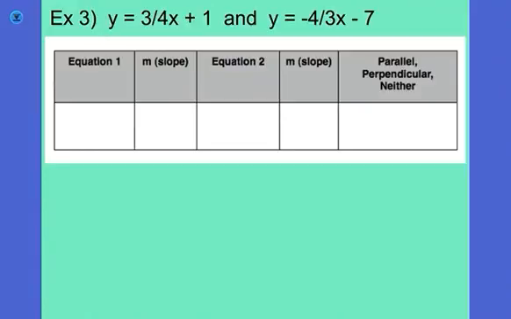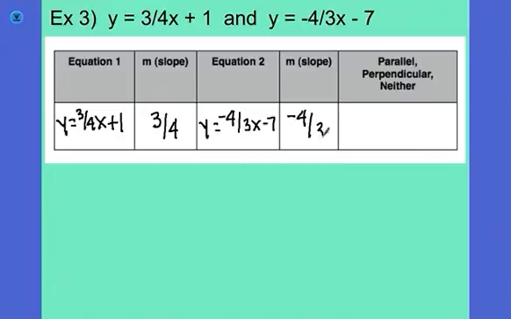In number 3, I have y equals 3/4 x plus 1 for my first equation. So my slope would be positive 3 over 4. My second equation would be y equals negative 4 over 3x minus 7. So my slope for that would be negative 4 over 3. In order for these lines to be parallel, they must have the same slope, and so 3/4 and negative 4 over 3 are definitely not the same.